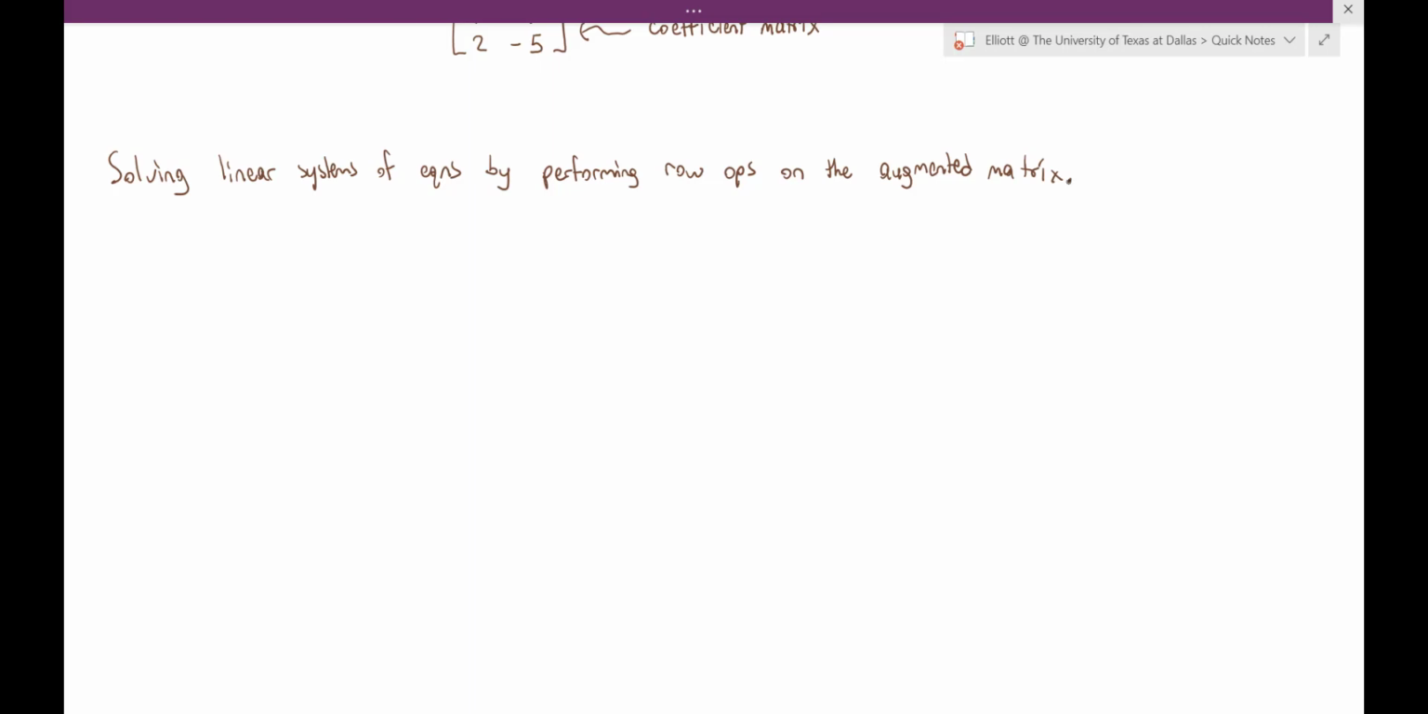Okay, so solving linear systems of equations. And we're going to do that by performing some row operations on the augmented matrix. And first, we should understand the types of row operations that we can perform.